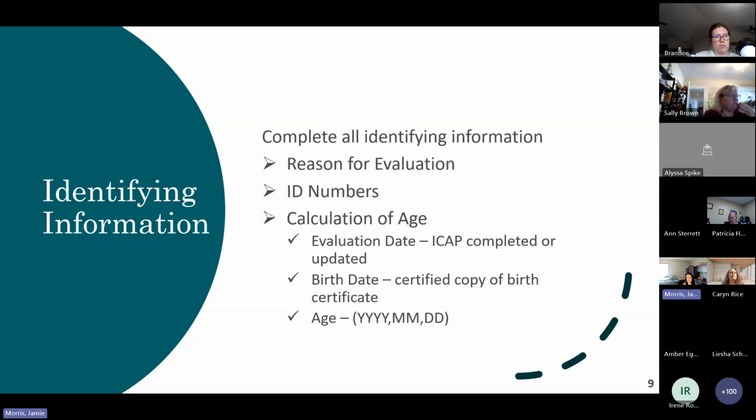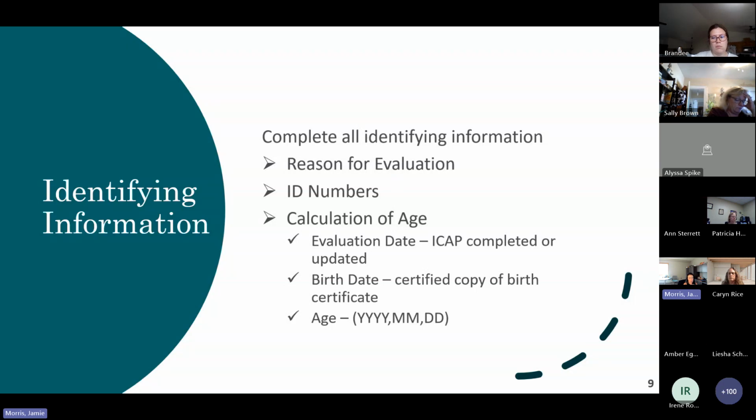The residence ID is a 2-digit number, and that 2-digit number is for the residential provider if they have one. If they do not, you would write NA in that. And each residential provider has a 2-digit code. The day program ID is also a 2-digit number that is assigned to the provider that provides that day service.